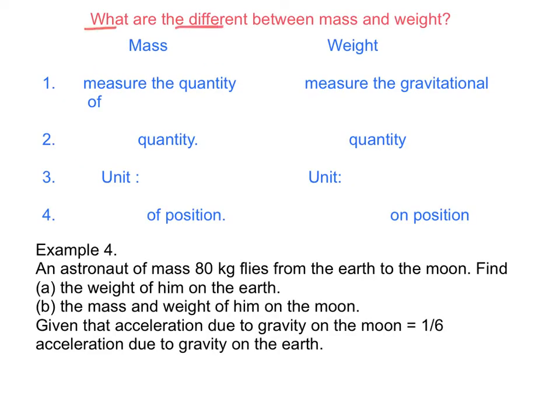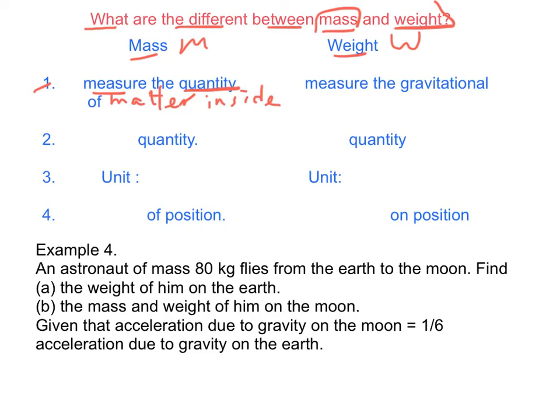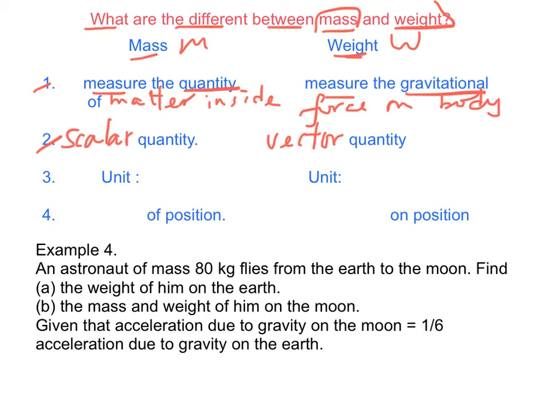What are the differences between mass and weight? Mass, m, weight, W. First, mass is a measure of the quantity of matter inside the body. Weight is a measure of the gravitational force on a body. Second, mass is a scalar quantity, that is, it only has magnitude. But weight is a vector quantity, which means that it has both magnitude and direction.